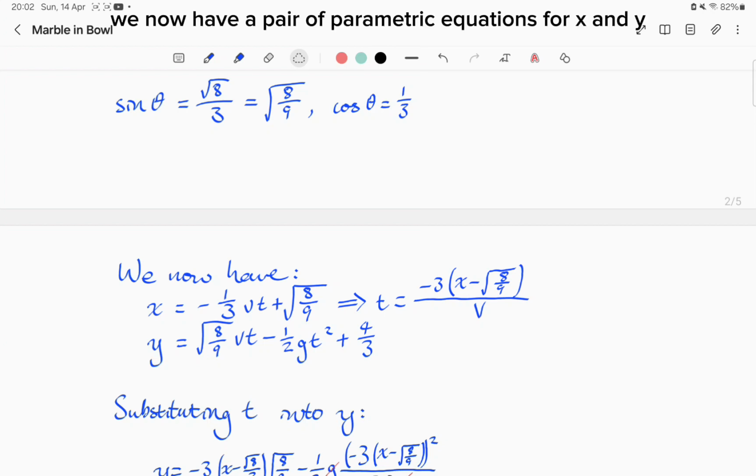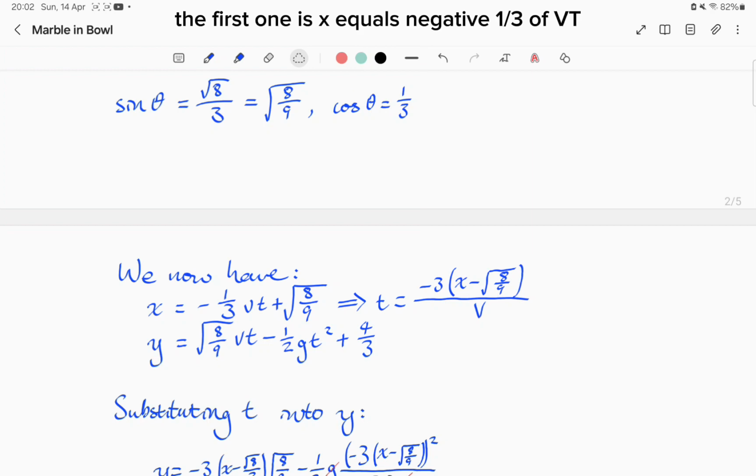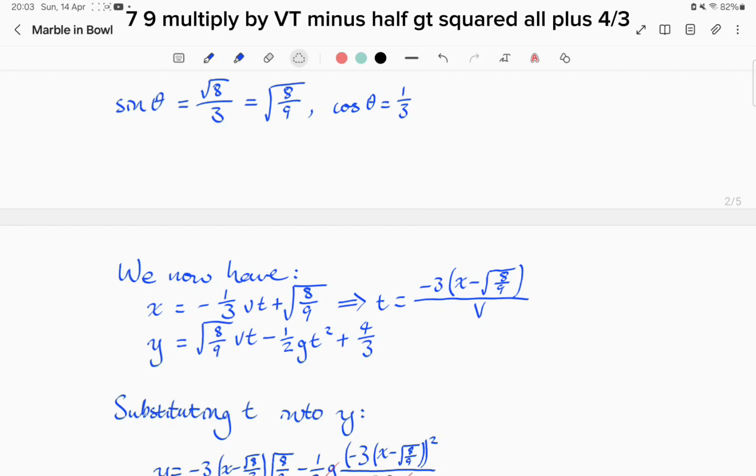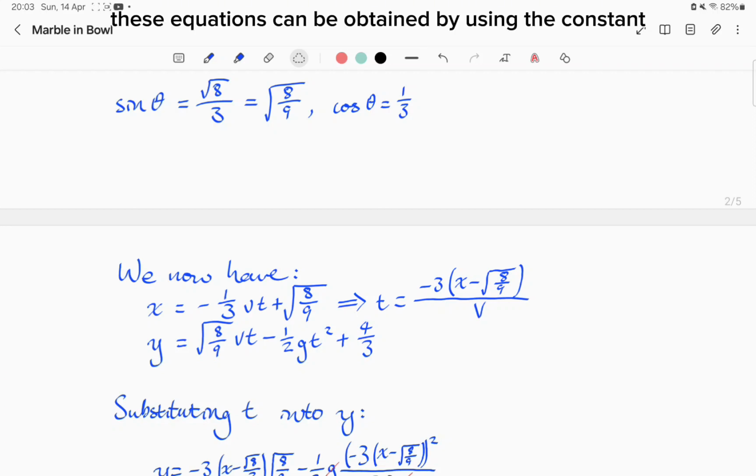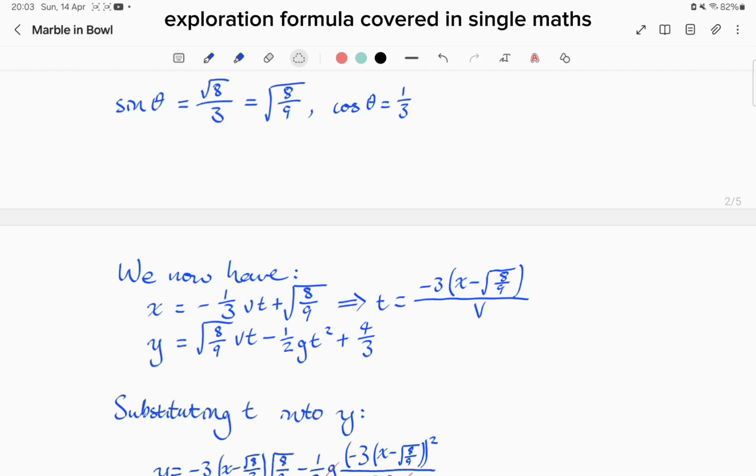We now have a pair of parametric equations for x and y in terms of t. The first one is x equals negative 1/3 of vt plus the square root of 8 over 9. This gives us t equals negative 3 of x minus root 8 over 9 all over v. We also have y equals the square root of 8 over 9 multiplied by vt minus half gt squared, all plus 4/3. These equations can be obtained by using the constant acceleration formulae covered in single maths.